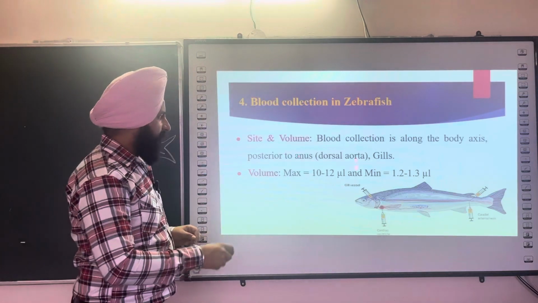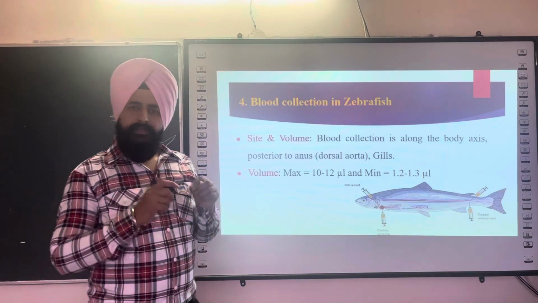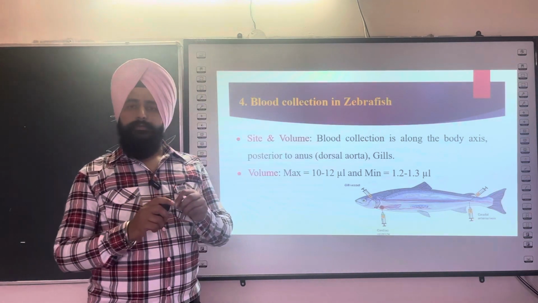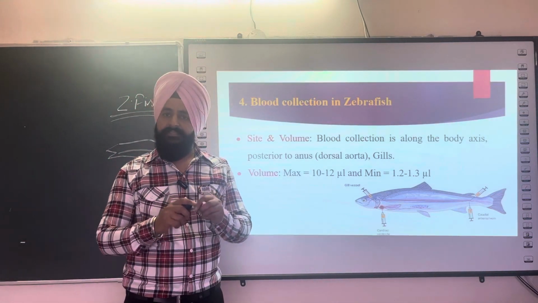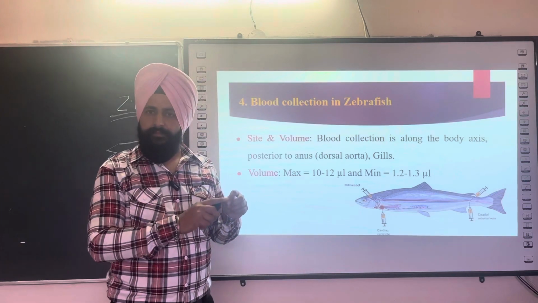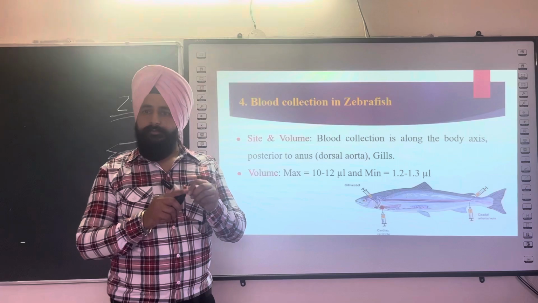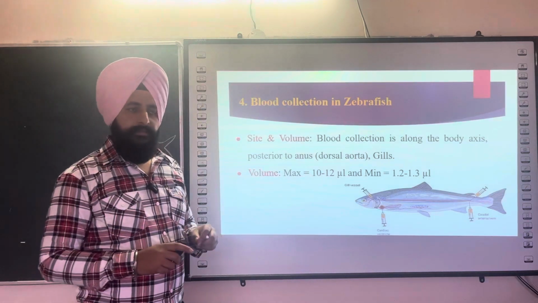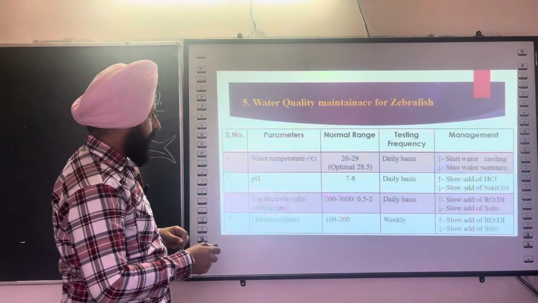The thing you should carefully note is that whenever you take blood from the zebrafish, you should not cause any kind of injury there, because injury can lead to a change in the behavior of the zebrafish, and it can also be responsible for infections. So this must be kept in mind whenever you withdraw blood from a zebrafish.